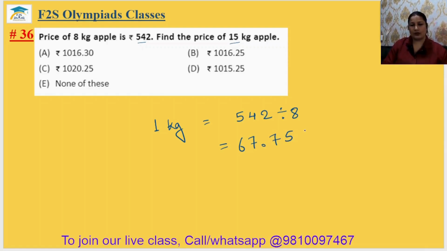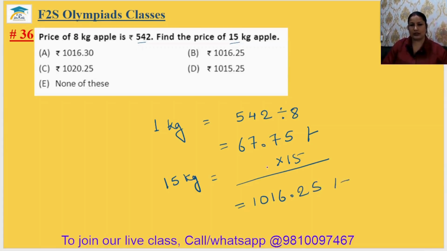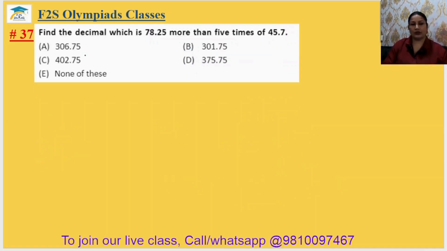67.75 rupees. Okay. Now for 15 kg, it will be your multiply by 15. When you multiply it with 15, you will get 1016.25. 1016.25 rupees. It is in the option number B. 36th answer will be option B. Come to question number 37.